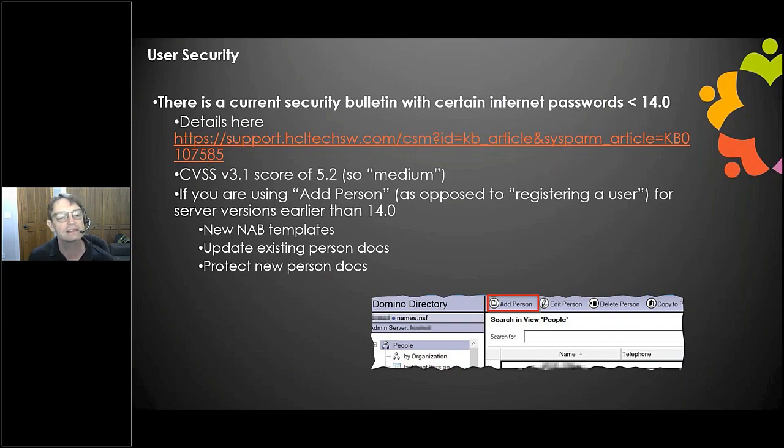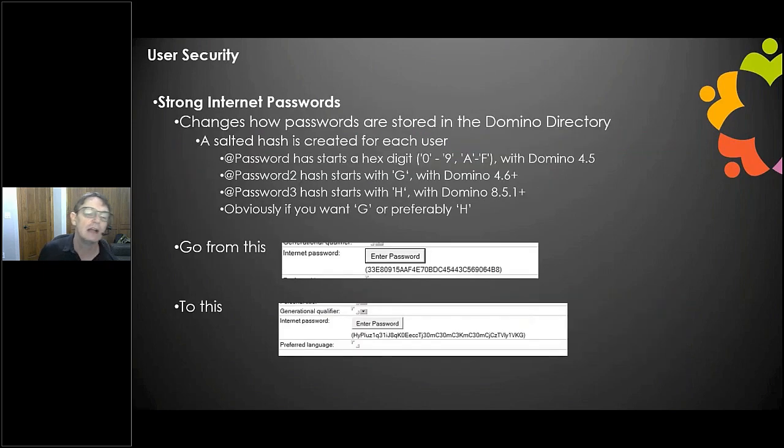So one of the fixes is to update existing person documents. And this is good anyway. So you want to use strong internet passwords. It's a setting inside of Domino, which is on the next screen, but this is what it looks like. When I'm using the old style password, it looks like the top screenshot. When I'm using the new style, it looks like this. And by new, I mean 8.5.1. So everybody has had this functionality for a long time, but you might not have it turned on. There's a lot of rules around what kind of password you have, like was it a 4.5, was it a 4.6, was it an 8.5?